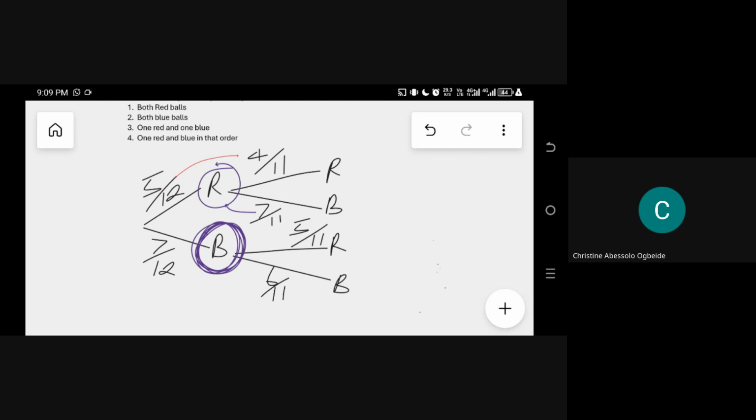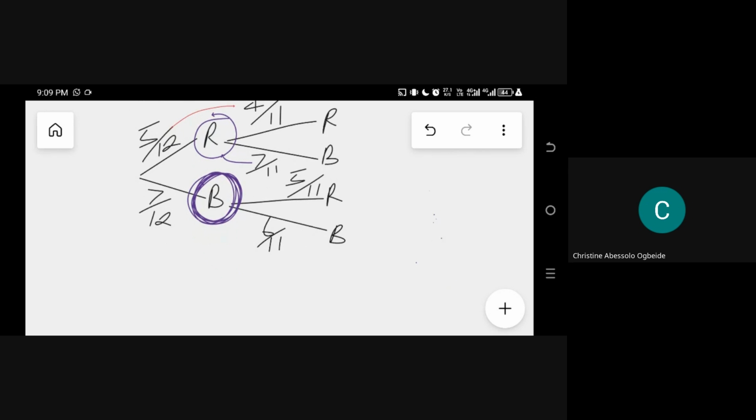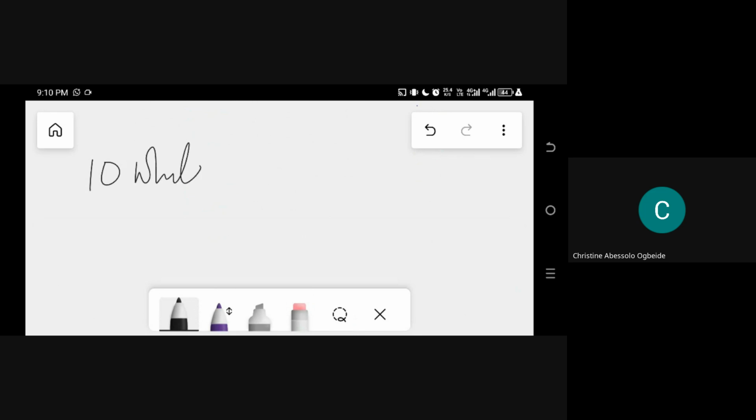So that's by the way. Now we'll quickly take a question. I'll just expect you guys to fill the box. You take one question each. So I'll just say 10 white and 3 yellow, without replacement.